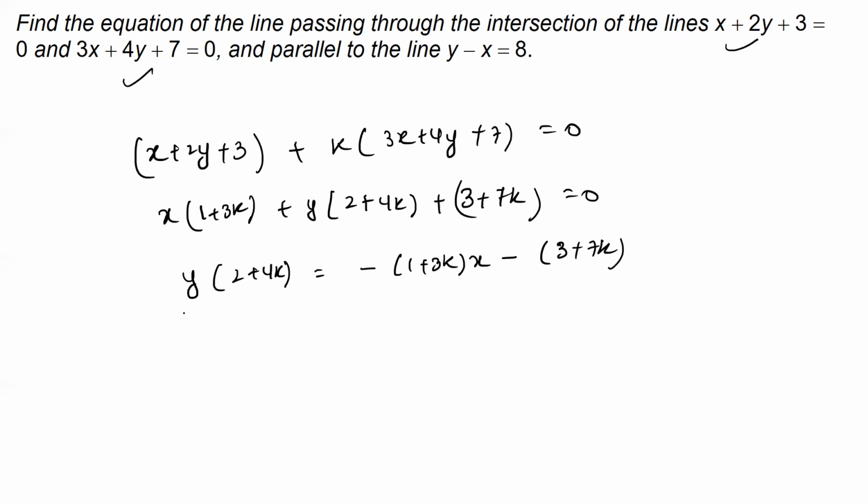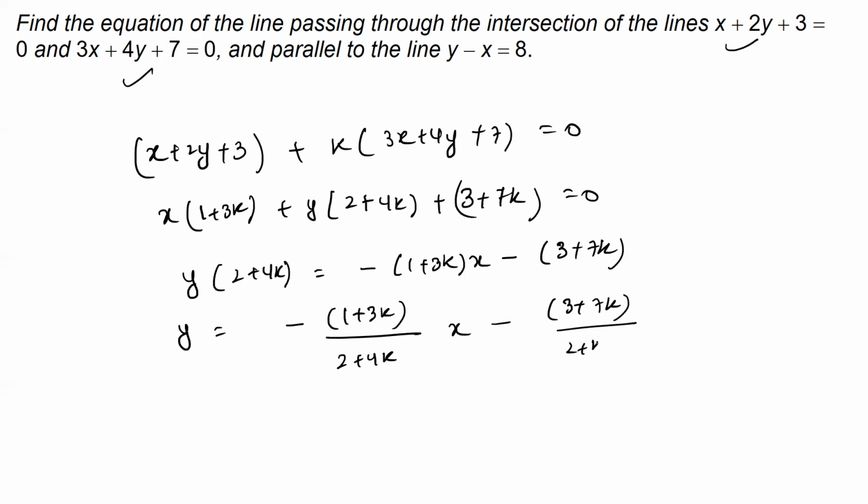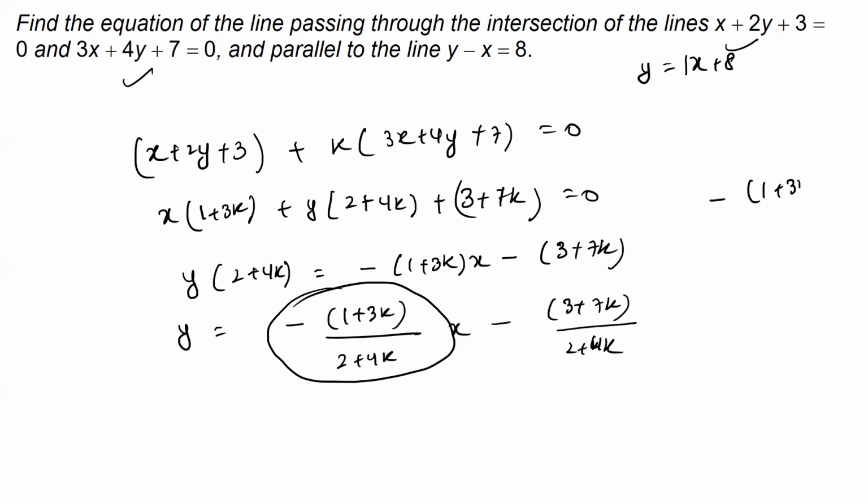Now we take this 2 + 4k to the other side. So we get y = -(1 + 3k)/(2 + 4k) x - (3 + 7k)/(2 + 4k). So this is the slope of my line, which I want to be equal to the slope of this line. What is the slope of this line? It is y = x + 8, so 1x, that means the slope of this line is 1. Now I want my required slope to be equal to 1 as well, because both of these lines are parallel. So -(1 + 3k)/(2 + 4k) = 1.